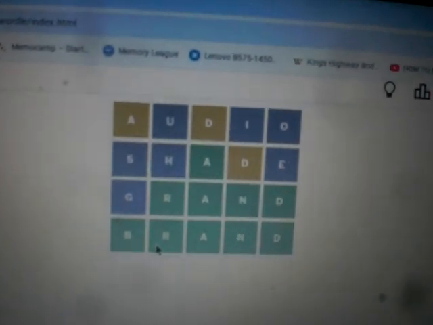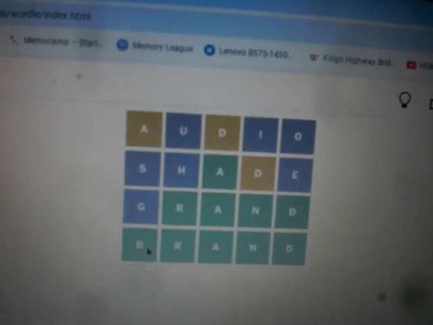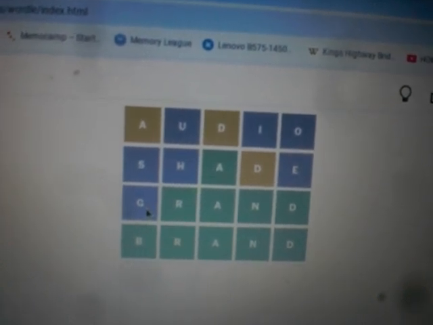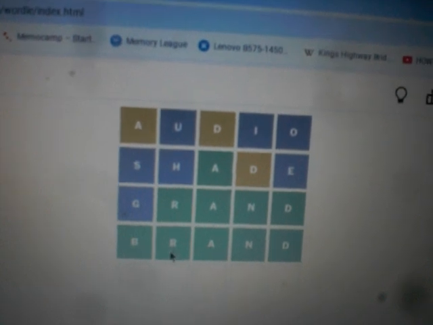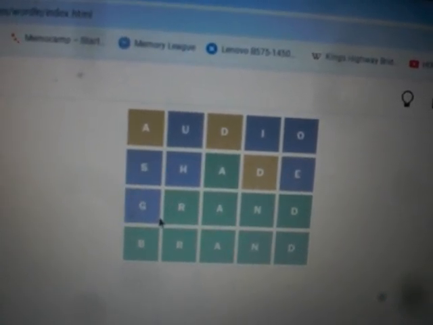I wanted to get in 3, but I would have picked grand above brand anyway, because the G is a little more common than the B. A lot of words end in ING. So I wasn't going to get it in 3. We had 2 choices, but I would have picked grand anyway.